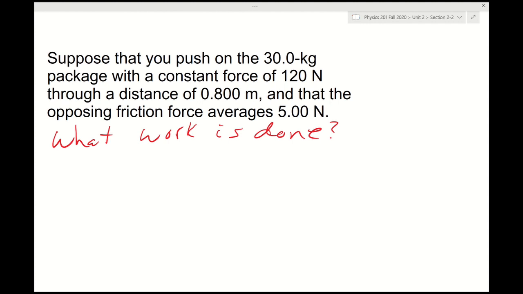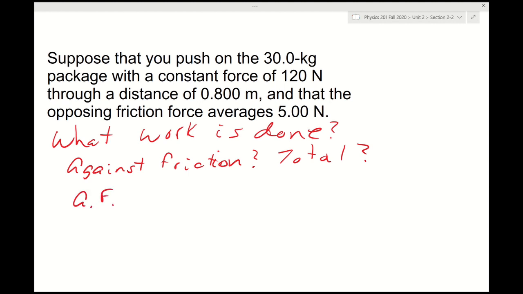Well, against friction, or in total. So if you're talking about against friction, so let's just say AF, against friction. So it's a 5 Newton force through a distance of 0.8 of a meter. It's 4 joules.